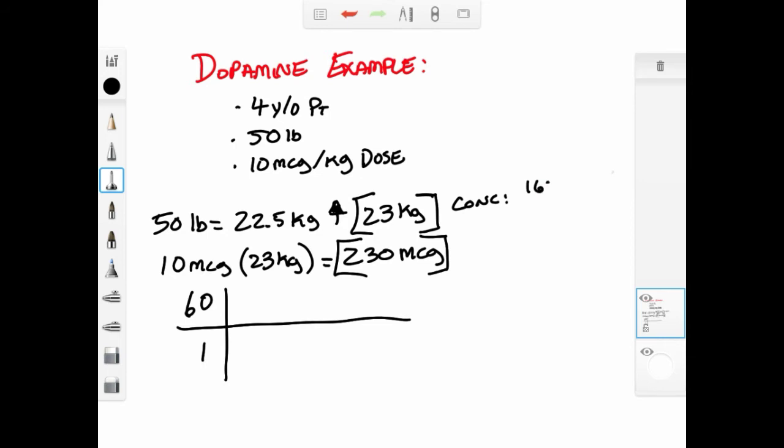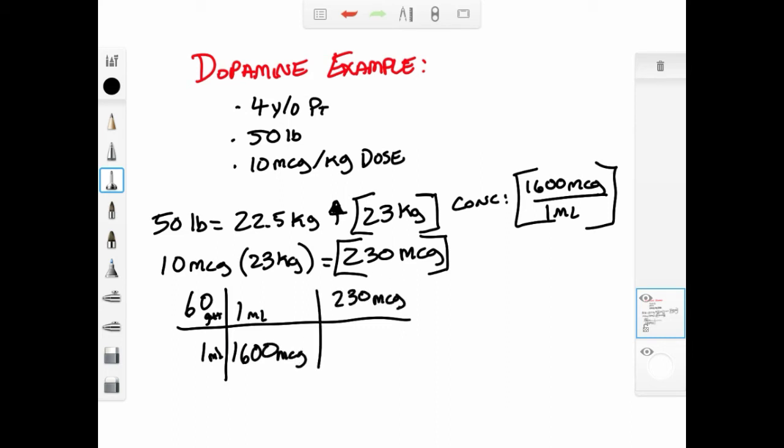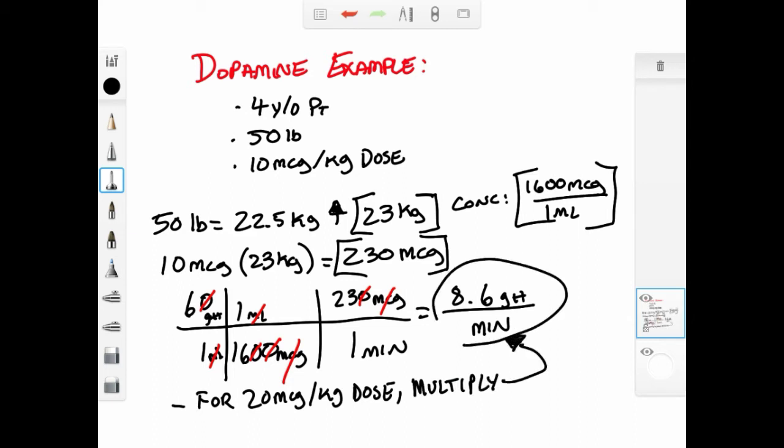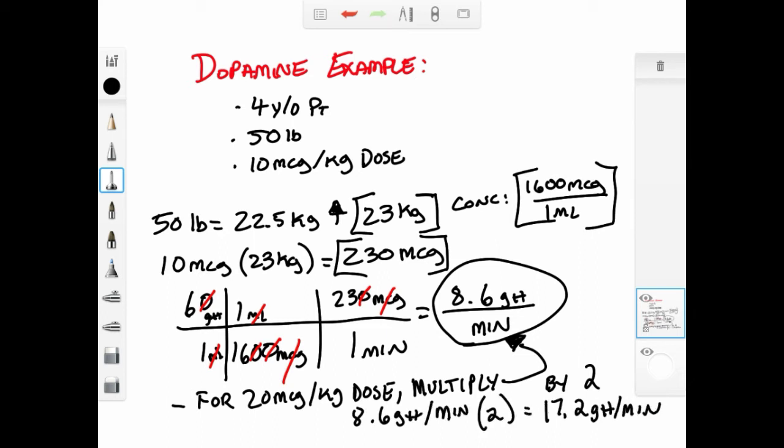So using our equation that we established earlier and our known concentration of dopamine, we'll have 60 drops in 1 ml, 1 ml over 1600 mics, and then 230 mics over 1 minute. So now we can cross out some zeros as well. Just remember, our concentration 1600 can only give away 1 zero at a time. So that gives us 8.6 drops per minute. Now, if you want to get the result for a 20 mic per kg dose, then simply just multiply 8.6 drops per minute by 2, which is going to result in 17.2.